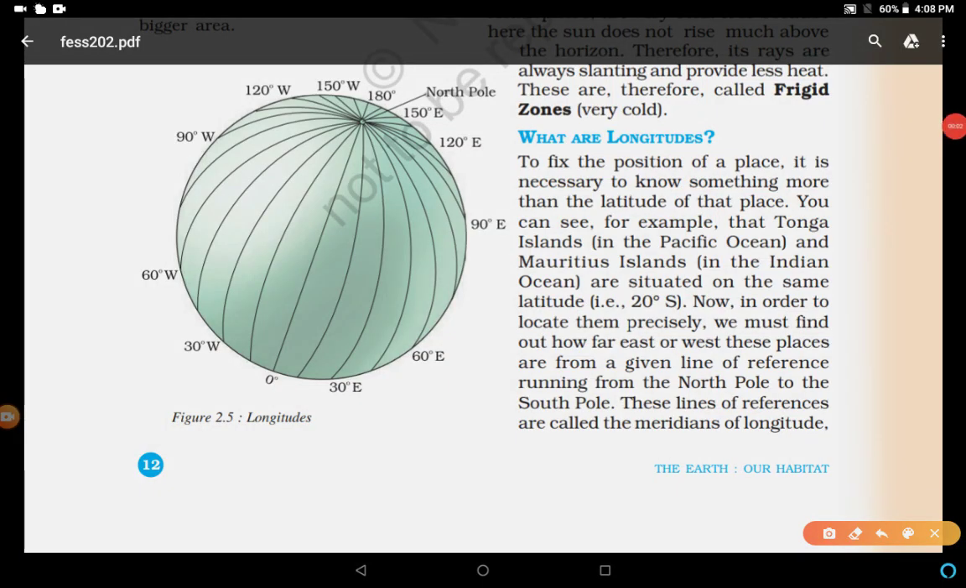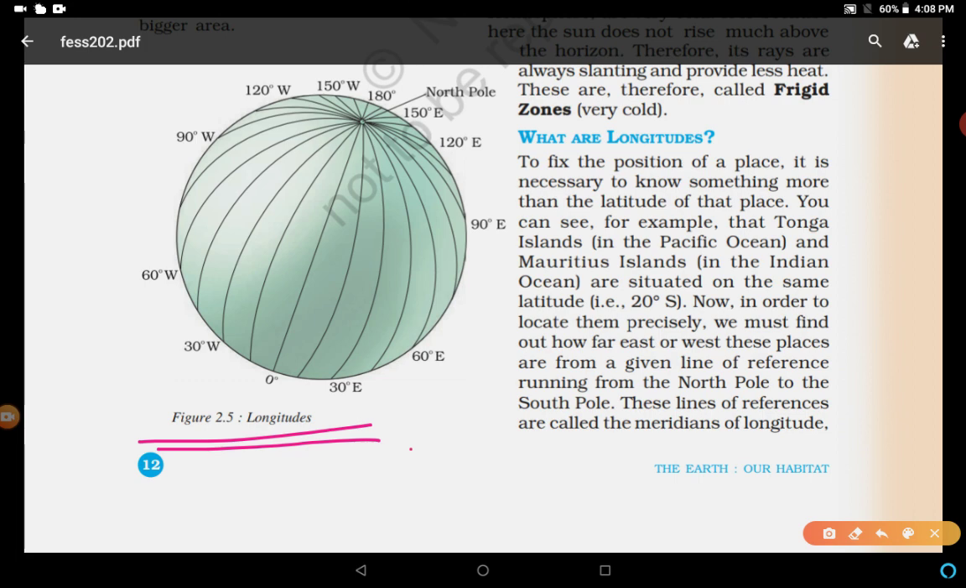Dear children, let's start the second part of the second chapter of geography: globe, latitudes and longitudes. In the previous video we discussed the globe, latitudes and heat zones of the earth. In this video we'll discuss longitudes in detail. See this figure? This is the figure of longitudes.